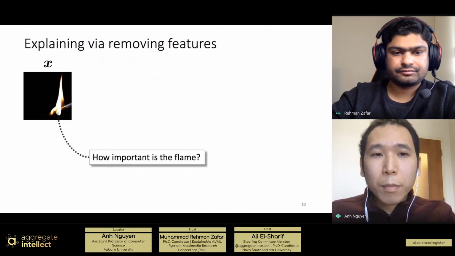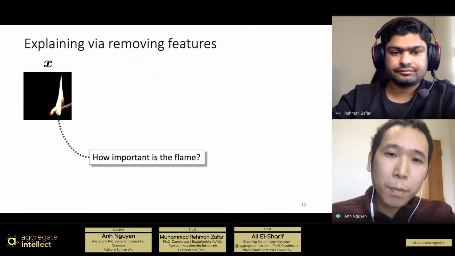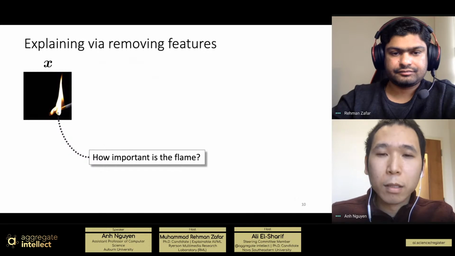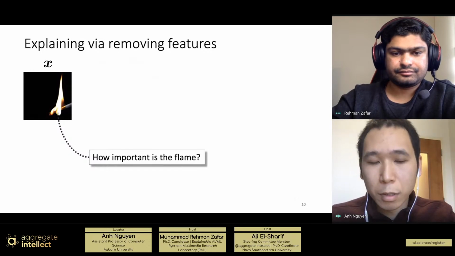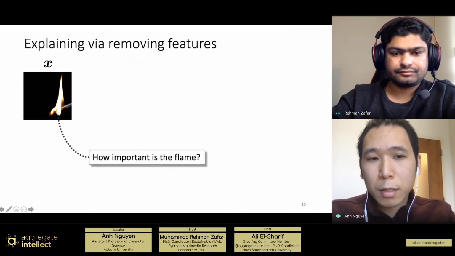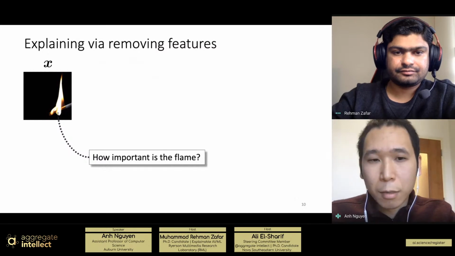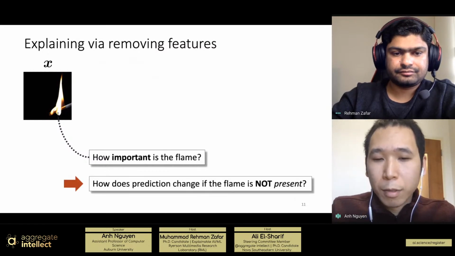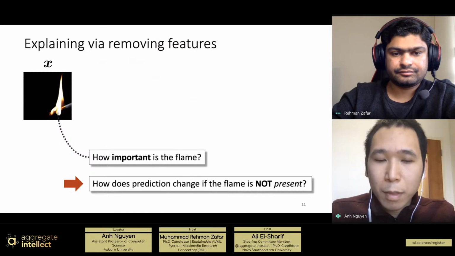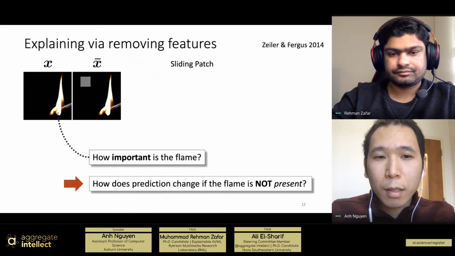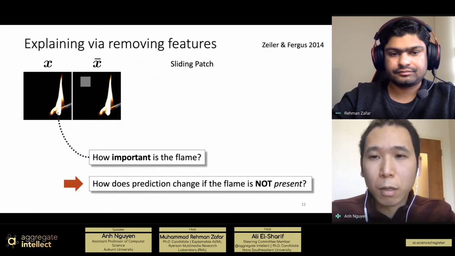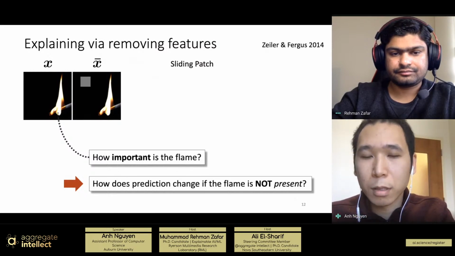However, one important line of work produces visual explanations, these heat maps, by removing features in order to compute their importance. In this simple image, for example, you want to know how important the flame is to the decision. How do you figure that out? The idea is you can rephrase that as: how does the prediction change if the flame is not present? This is exactly the idea of sliding patch or occlusion proposed by Zeiler and Fergus in 2014.